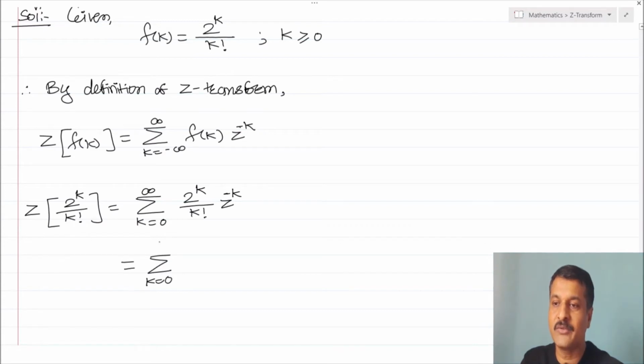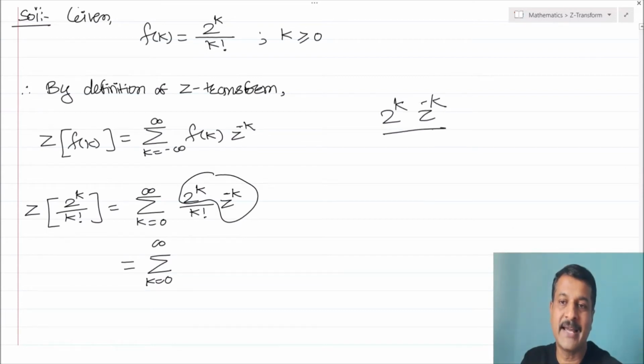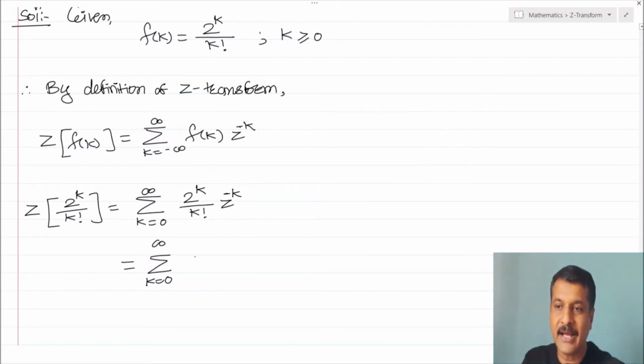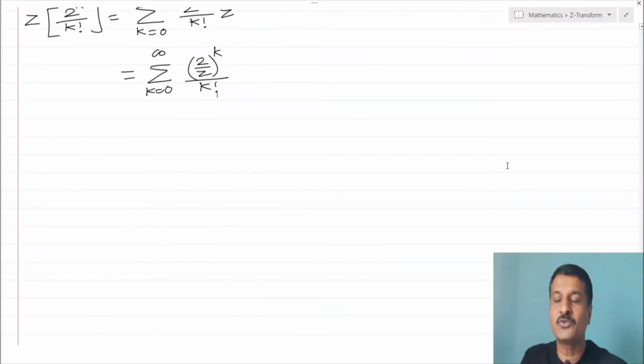and that is equal to summation k varies from 0 to infinity. Note that this part, 2 raised to k into z raised to minus k, I can write as 2 by z raised to k, because this one is 1 by z raised to k. So here I am getting 2 by z raised to k upon k factorial, and now you substitute k equal to 0 to infinity.